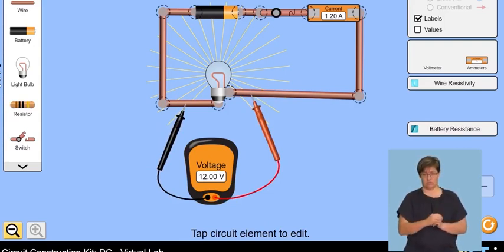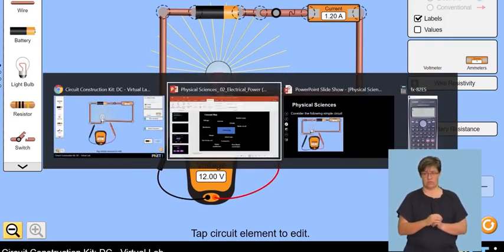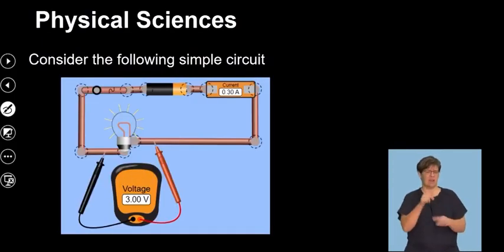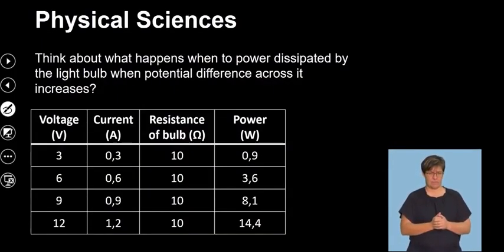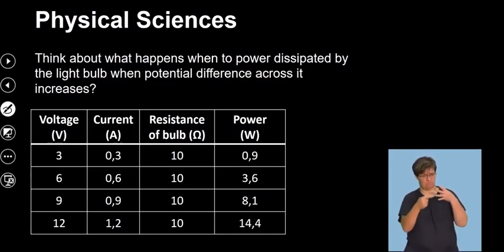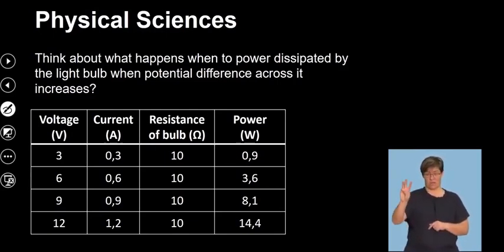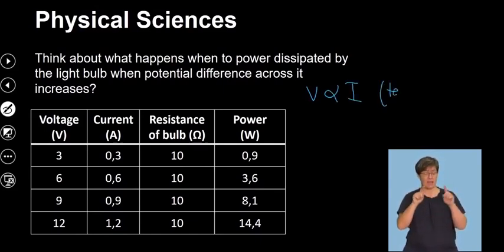Right. Now, let's go back to our slide and talk about the science behind that. These are the values that we actually managed to verify. The voltage across the light bulb was increasing in multiples of 3. Look at the pattern in terms of the power. Remember, if voltage increases, so does current. This is based on Ohm's law, which says V is directly proportional to current, provided temperature is constant.